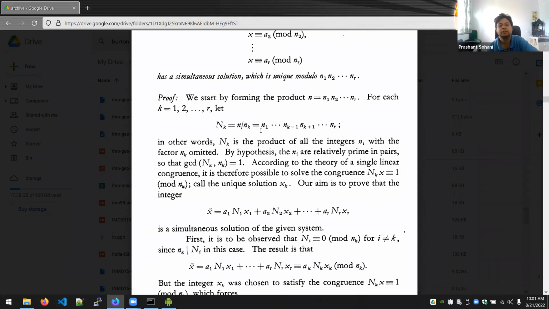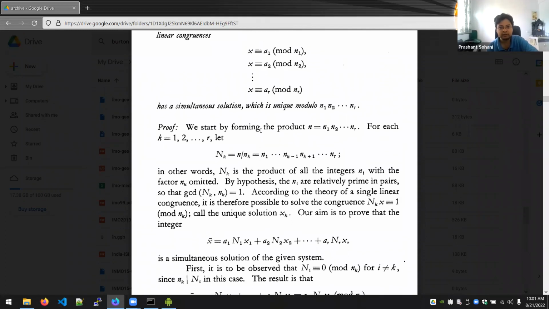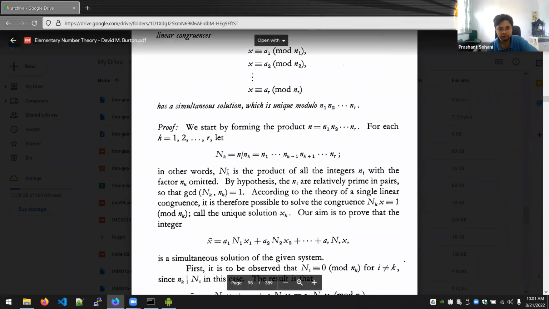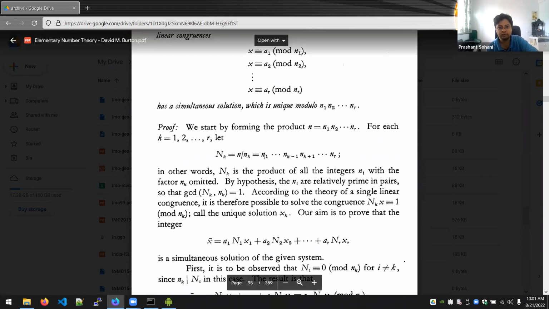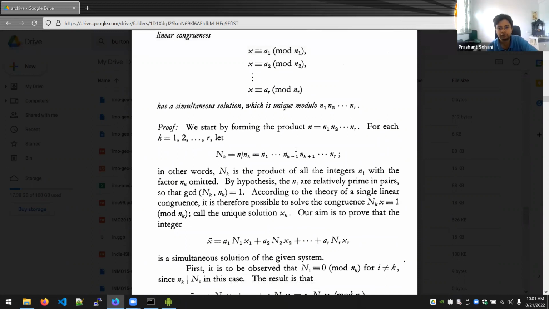N upon Nk. So if you are seeing my screen, they are describing the problem for r congruences in general, but the approach is the same. Here capital Nk is like N2, N3, N1, N3. So it is the product of all the moduli divided by just one of them. Exactly one term is missing from this product.